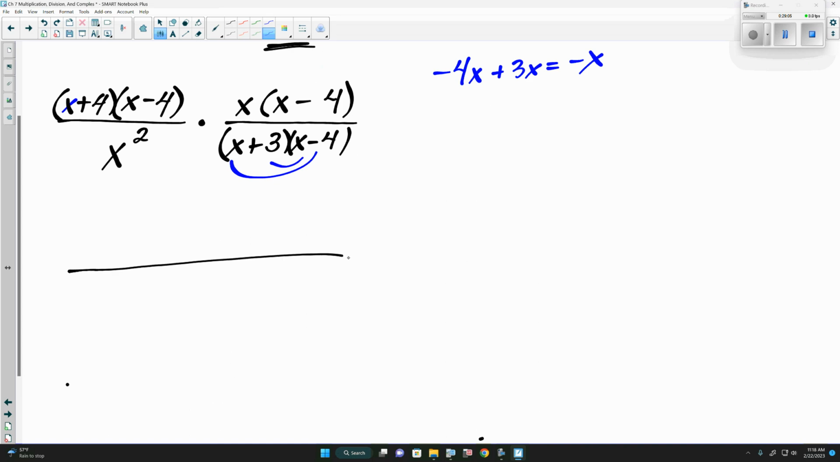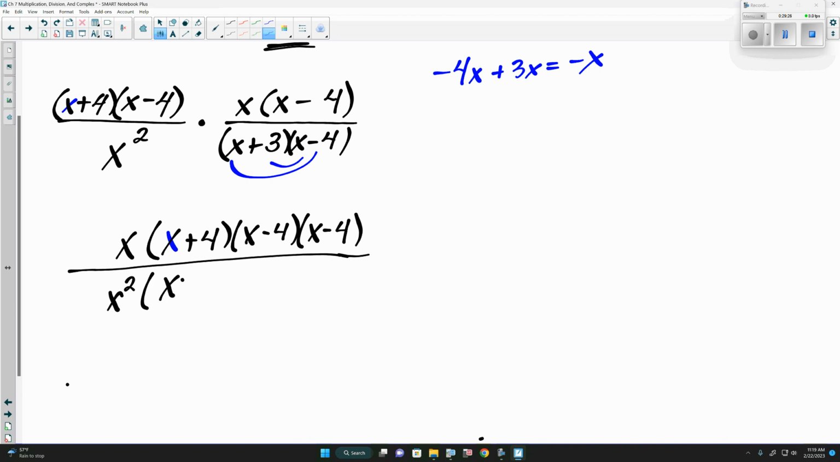At this point, we can multiply the numerators together. Since x is by itself, outside parentheses, we'd put it first. So we have x times x plus 4 times x minus 4 times x minus 4. The denominator will have x squared times x plus 3 times x minus 4.